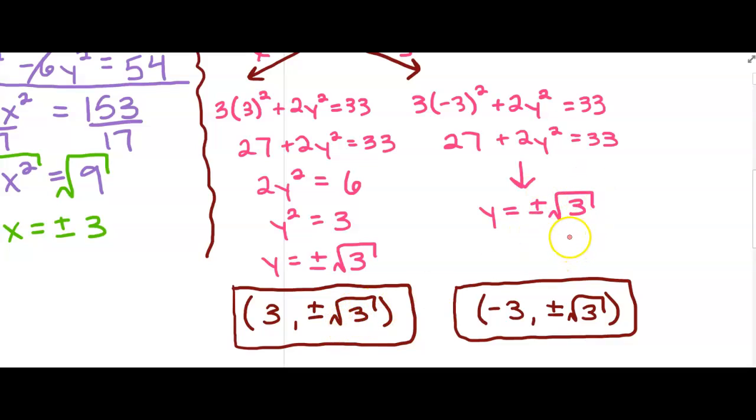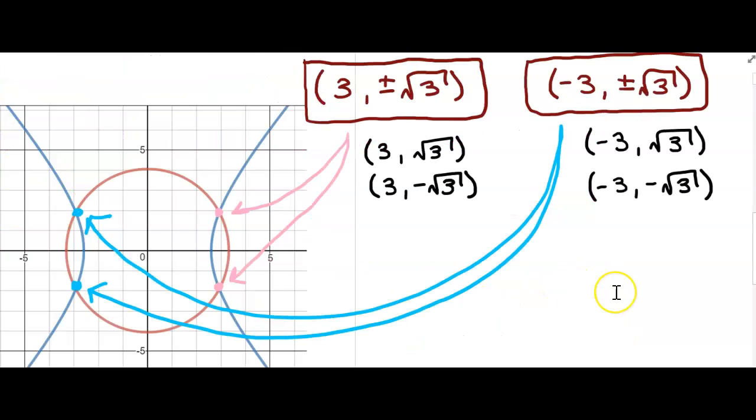And the same thing for when I plug in x equals negative 3. Negative 3 comma plus or minus the square root of 3. Now I'm curious, can you tell me how many solutions or points of intersection does this system have? This system actually has 4 solutions.